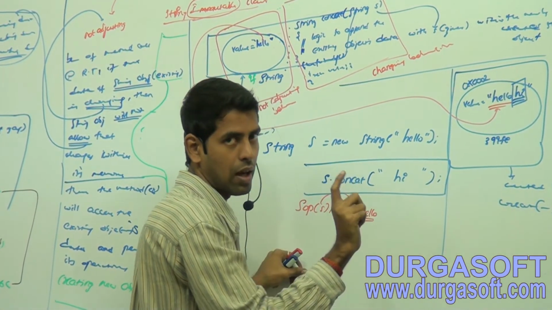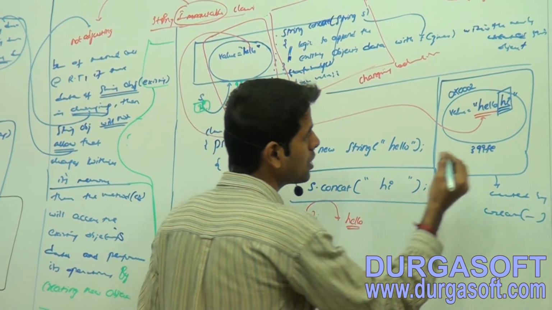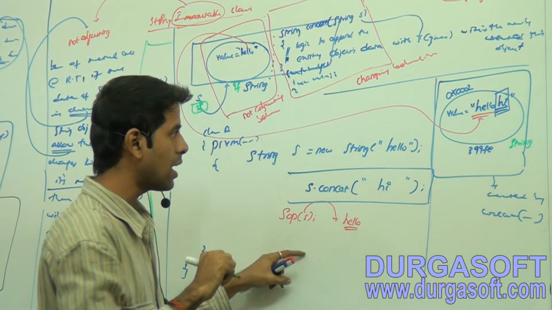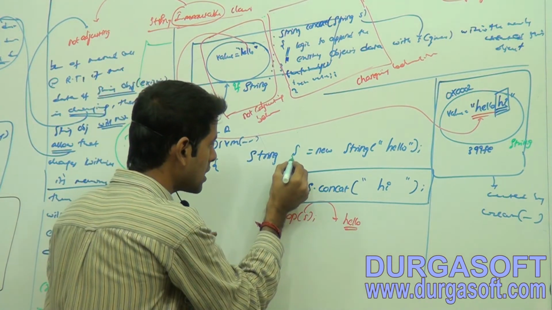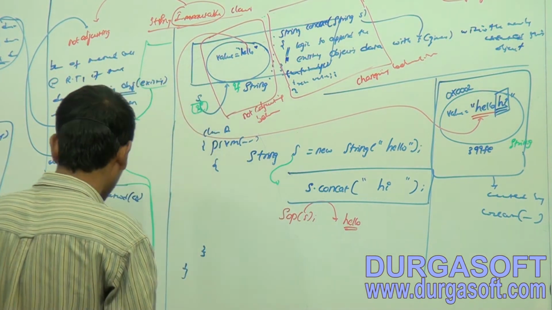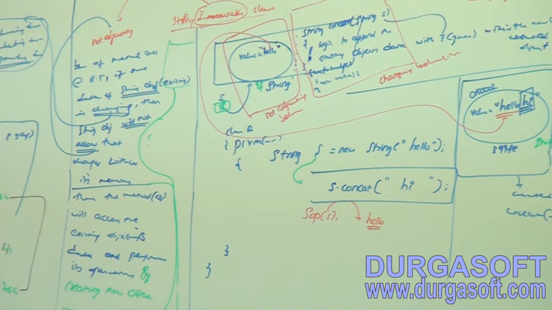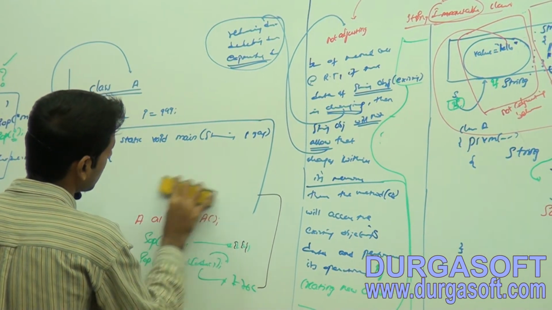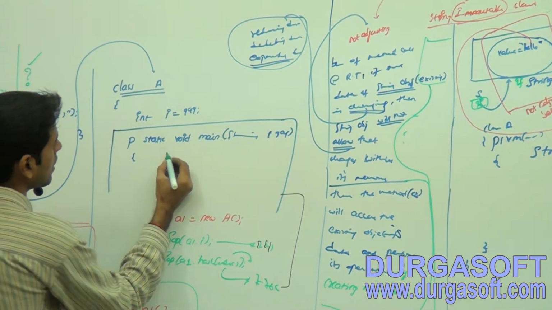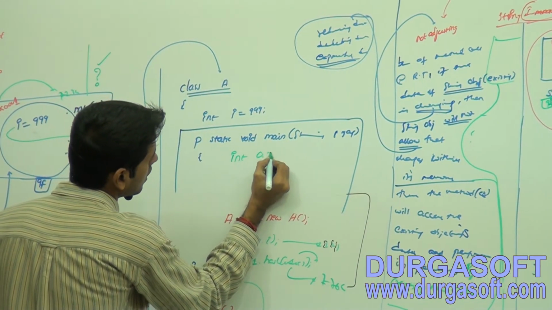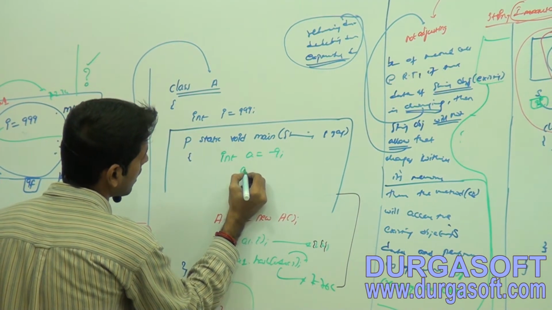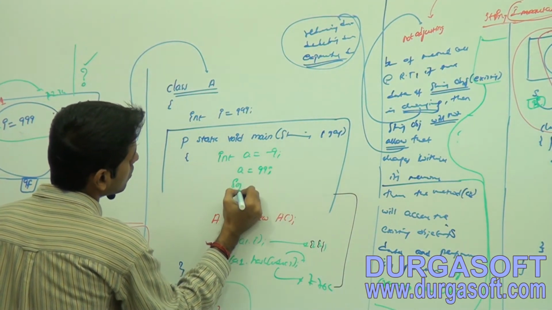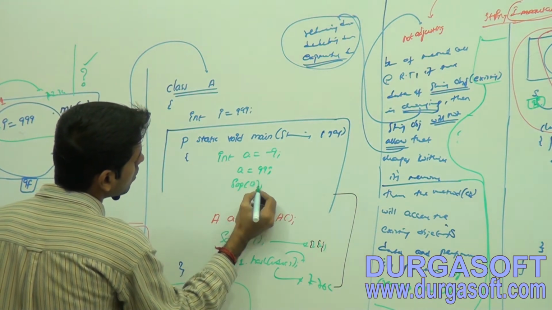It is returning this object's reference value. Its type is, the underlying object, a String only. Now can I use this s here? Observe this part. Now tell me one thing. int a equals -9. Now a equals 999. Now SOP of a, what is the value of a?